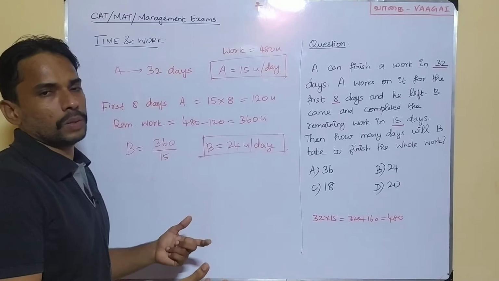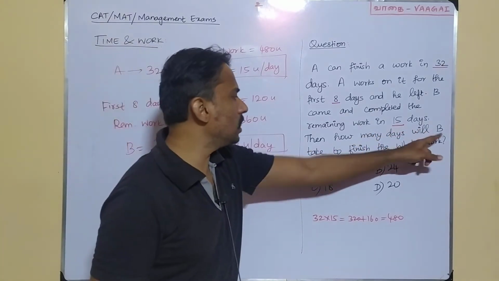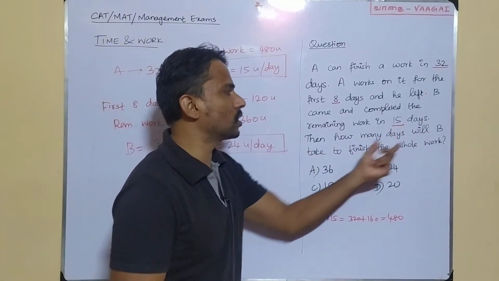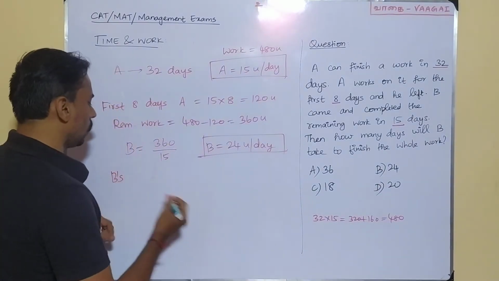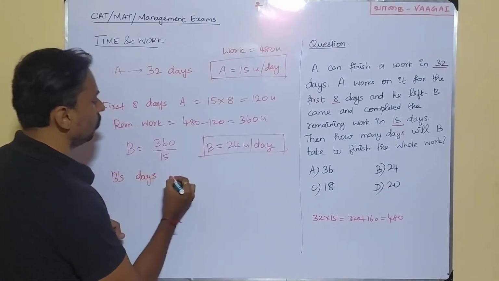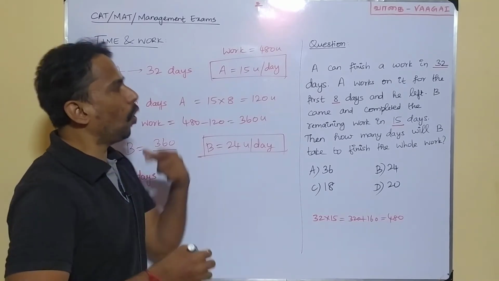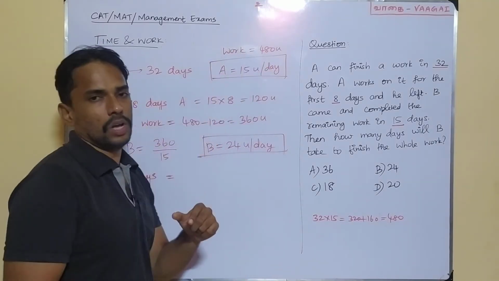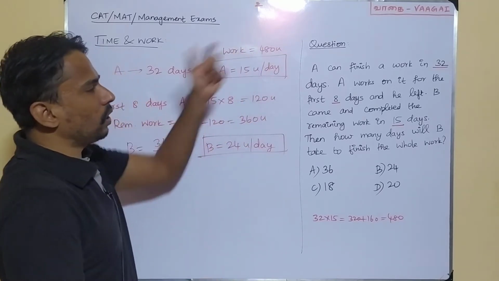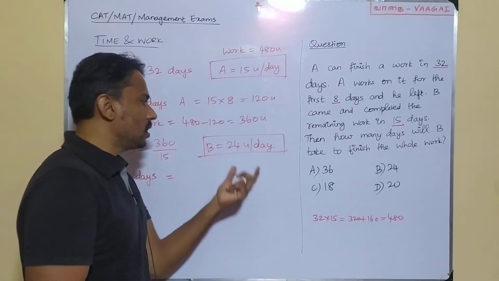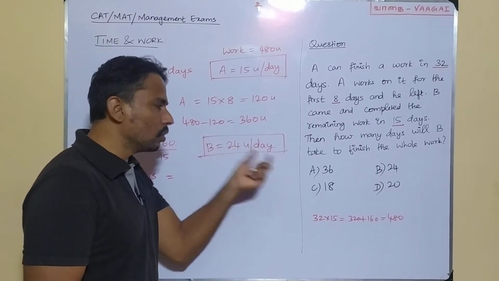Now the task is going to be very, very simple. How many days will B take to finish the whole work? That is B's number of days they are asking. So B's total number of days to finish the full work. So B will take how many days to complete the full work? The full work we know is 480 units. That's how we started, right? So 480 units. B's efficiency, just now we got it, is 24 units per day.